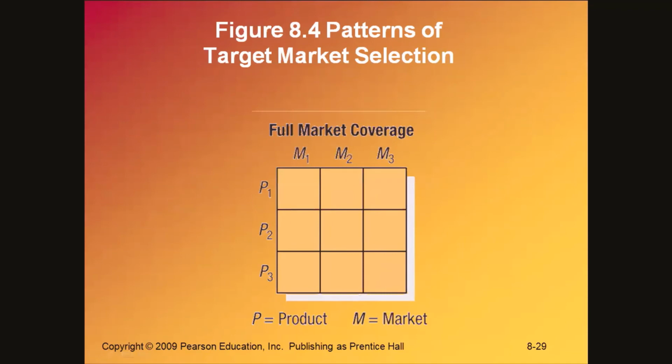And there is another strategy. This is the full market coverage strategy. Here we have three different markets, and all these markets are offered, M1, M2 and M3, with P1. These three segments are targeted with product P2, and all three segments M1, M2 and M3 are targeted with product P3. This is called full market coverage, which means we have all the segments covered by different products. That's all about our targeting strategies.